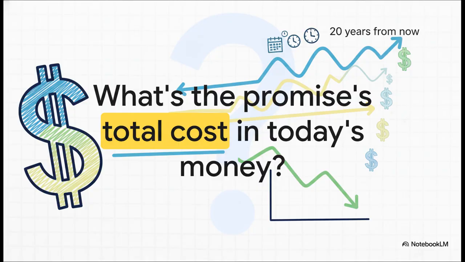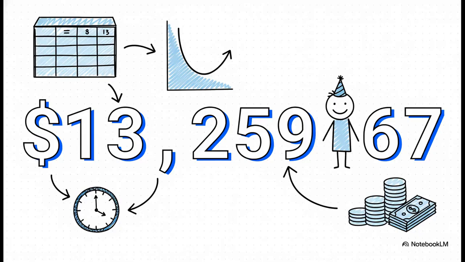So here's the key thing you've got to remember. Money in the future isn't worth the same as money today, right? A dollar you get in 20 years is worth less than a dollar in your pocket right now. So the real trick is to figure out a single number, one number today, that represents the value of all those possible future payments. And actuaries have a name for this, of course.